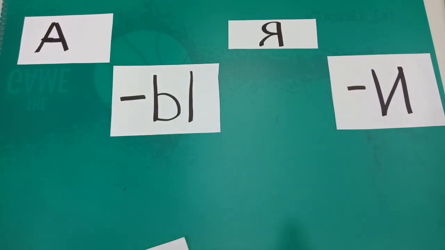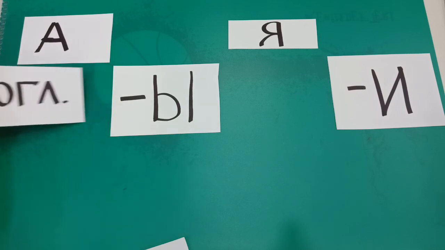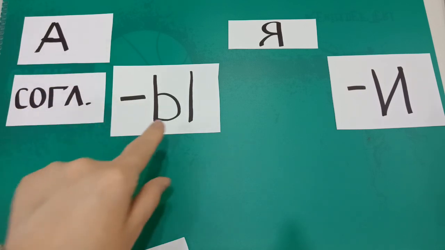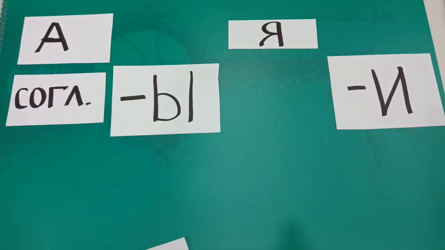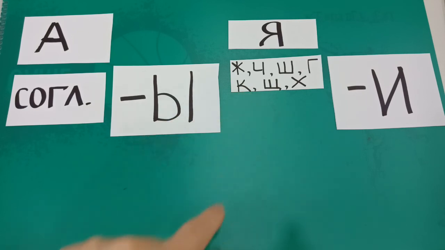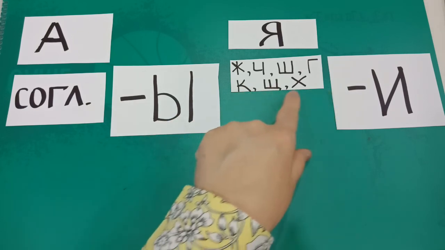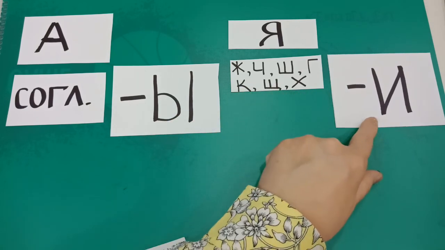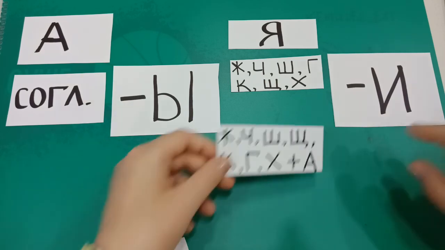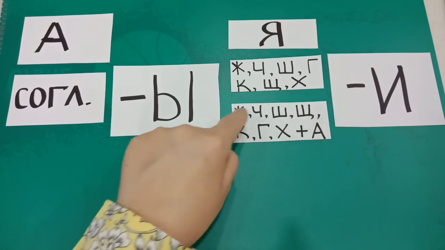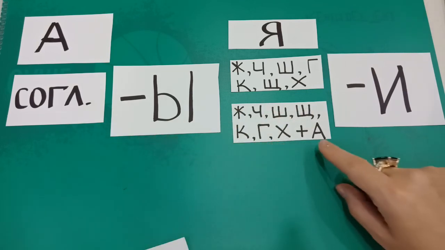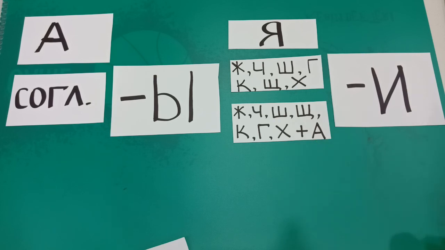If at the end of the word there is a consonant, согласное, you add U after it. And after Ж, Ч, Ш, Г, К, Щ, Х, you use the letter E to make plural. You also use E if after Ж, Ч, Щ, Ш, Г, К, Х, you can see the letter R.